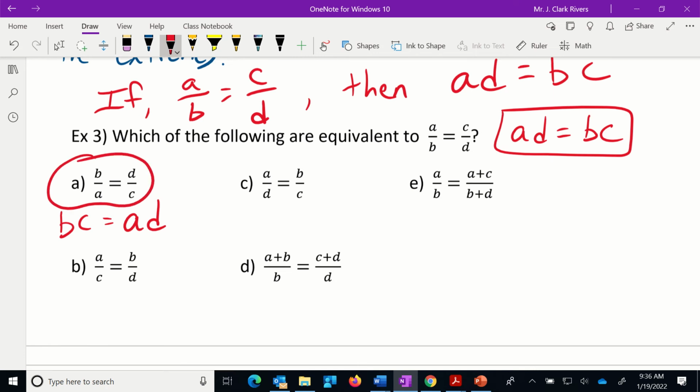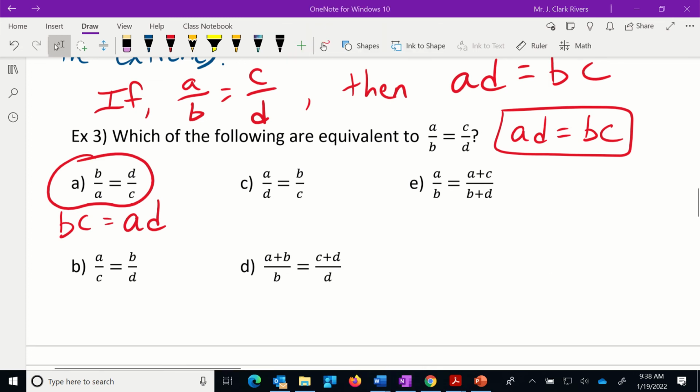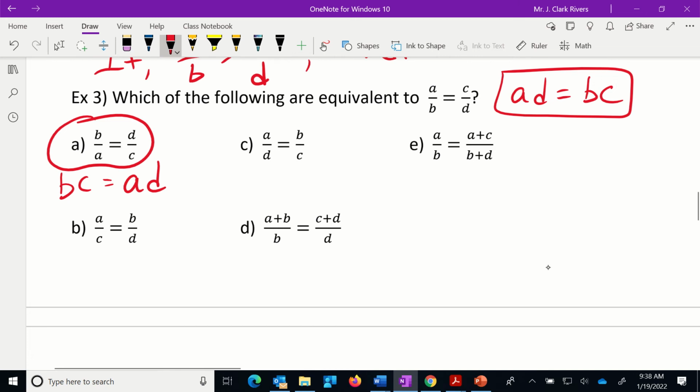So go through the other 4, determine which of these 4 are equivalent to AD equals BC. So take a couple minutes and do this. It takes a little bit of time. If you're at home, pause the video now, try it on your own. All right, so let's take a look at B all together. We're going to multiply the extremes. That'd be A times D, so that's AD is equal to C times B, that's CB. Is that equivalent to AD equals BC, yes or no? Yes, so we're going to circle B.